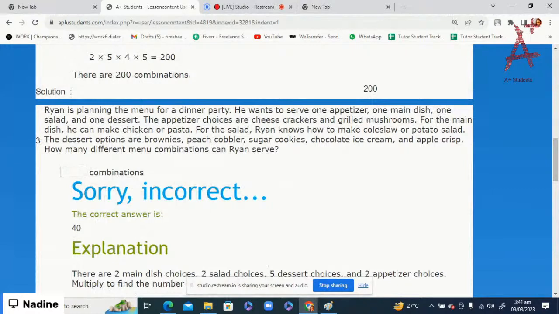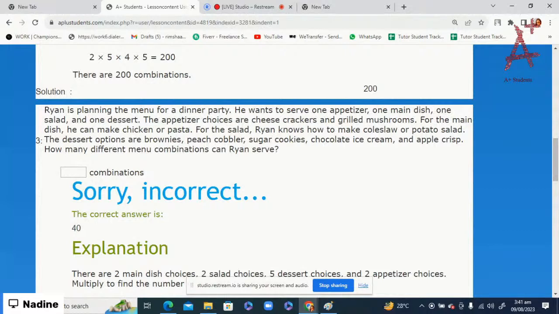Two. For appetizer, it's two. Write it. Now for the main dish, he can make chicken or pasta. There are also two choices for main dishes. Now for the salad, Ryan knows how to make coleslaw or potato salad. For the salads, it's also two.